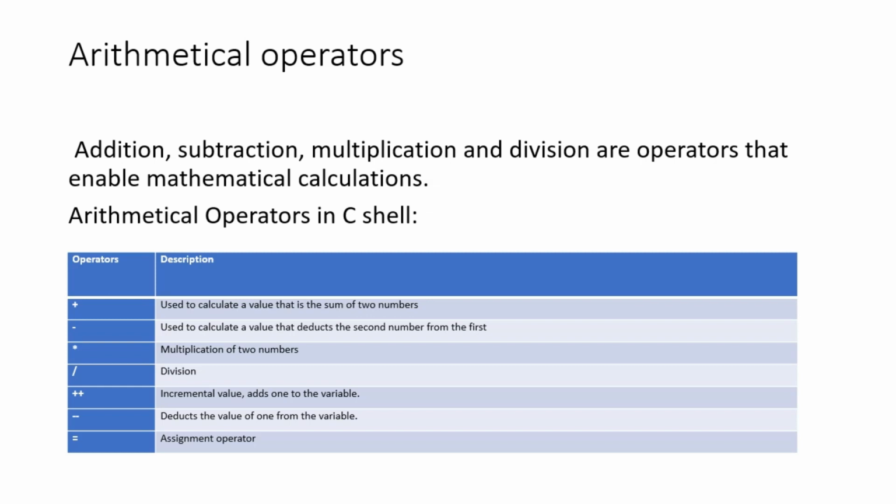slash, division, plus plus, incremental value, adds 1 to the variable, minus minus deducts the value of 1 from the variable, plus equals assignment operator. Here, please take note of plus plus and minus minus. They are used considerably in looping.